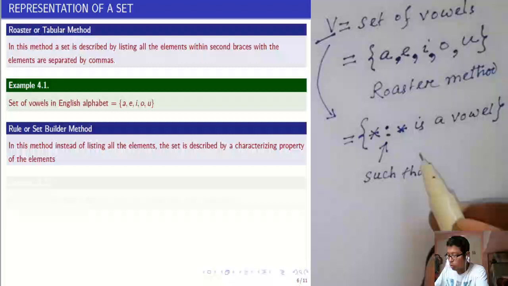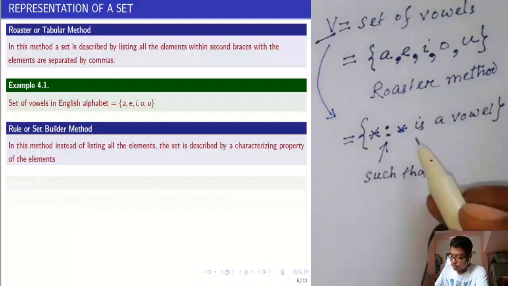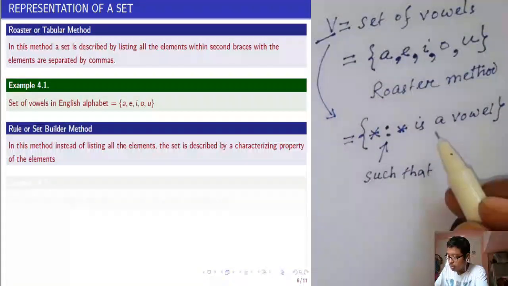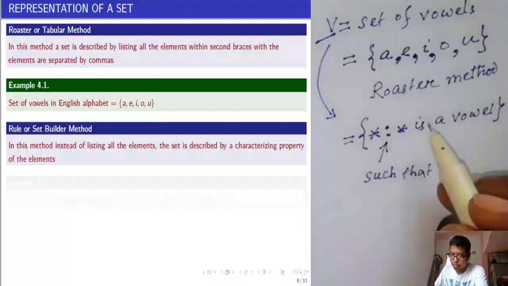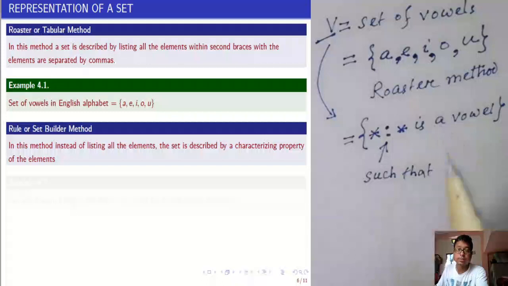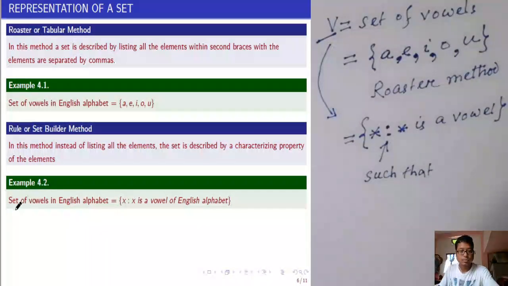You see, in rule method or set builder method, I am not listing all the elements. Instead, I am writing their common property. The common property is that all of those are vowels. That you can see: set of vowels in English alphabet. Okay, it may be confusing. Let me say x is a vowel in English alphabet.